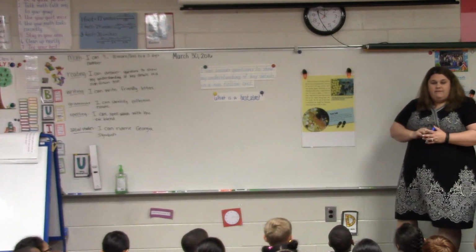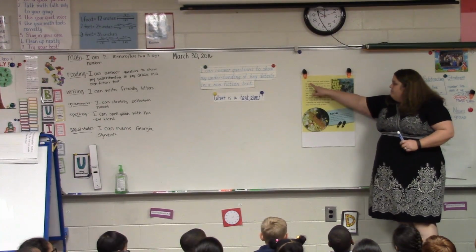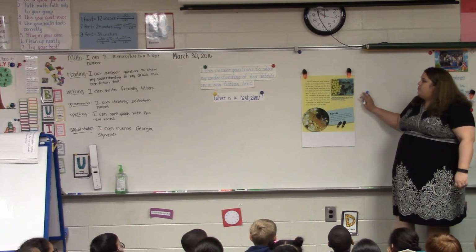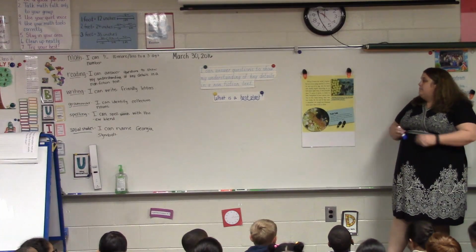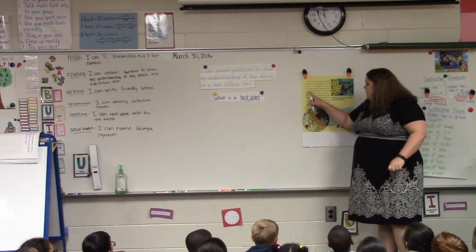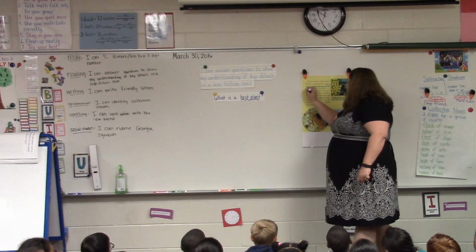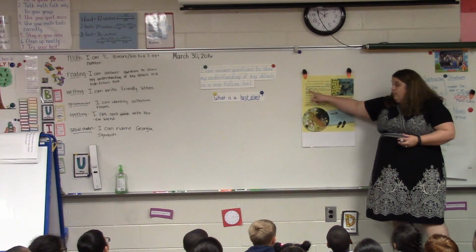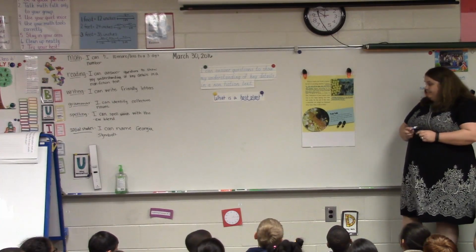Okay, let's read and see if we can find any more evidence about what is a host plant. When it enters the world, a butterfly larva is an eating machine. It chews its way out of its egg, eats the shell, and usually begins munching on its host plant right away. I'm going to stop because I just saw the host plant. So it chews its way out of the egg, it eats the shell, and usually begins munching on the host plant right away. More evidence about host plant. That's going to help us answer the question, what is a host plant?